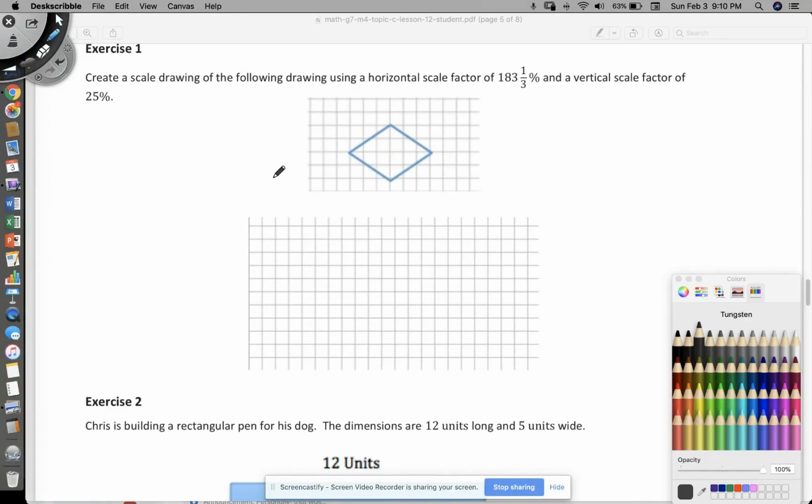All right, so we have an exercise here where it says create a scale drawing from the following using a horizontal scale factor of 183 1/3 and a vertical of 25%. All right, so let's talk about our scale factors first. We have 183 1/3. We're going to put that over 100%. Okay, I'm going to get my calculator here.